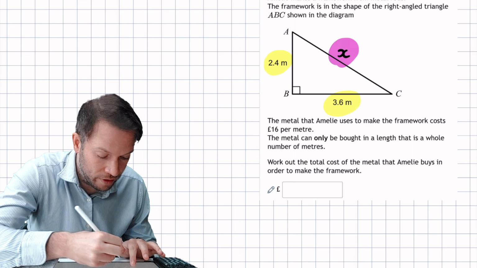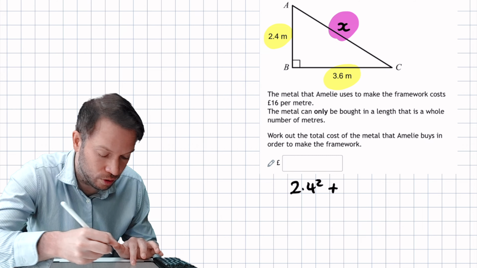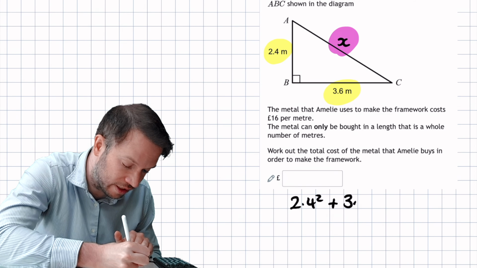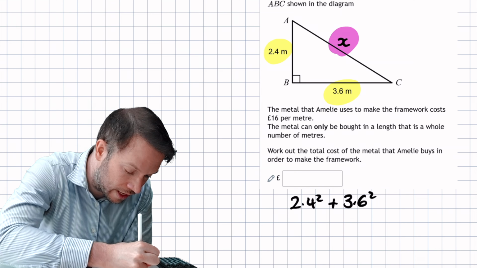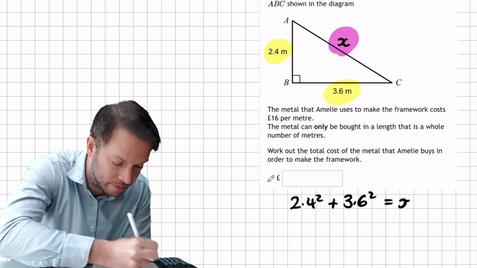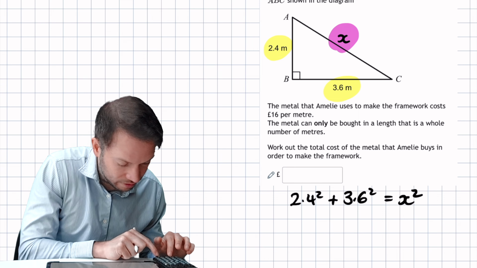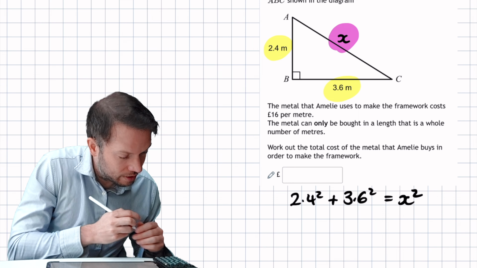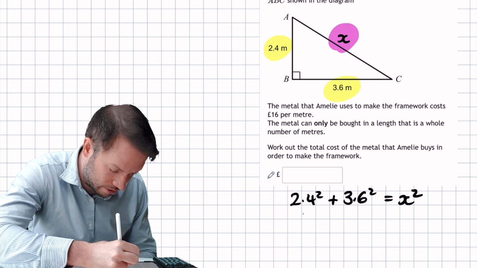So we do one of the shorter lengths squared, so 2.4 squared, and we add the other shorter length squared, so 3.6 squared. Remember, it doesn't matter which way those two numbers go round, and that is equal to the hypotenuse squared. And then on our calculator, we just do 2.4 squared plus 3.6 squared, that is equal to 18.72.